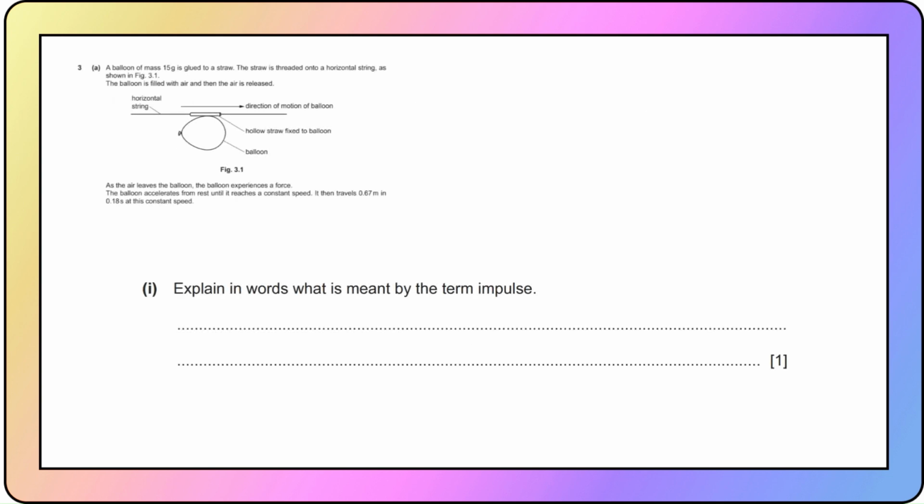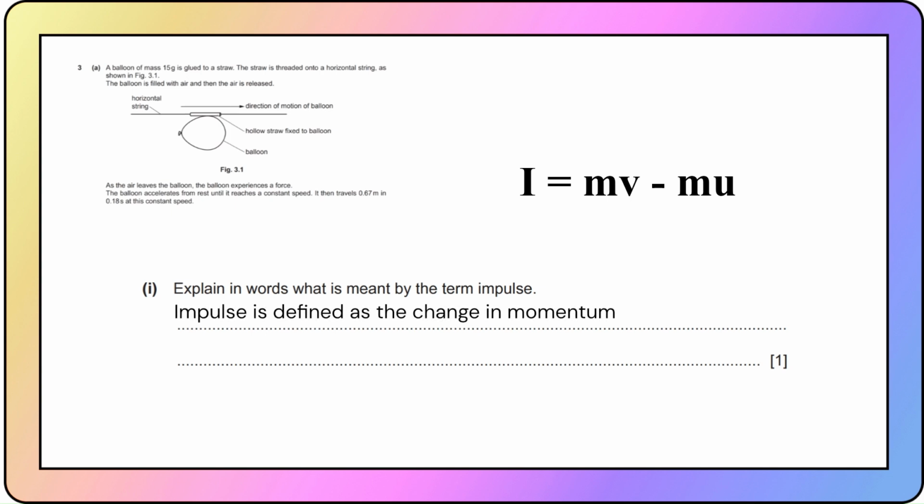Part 1 says to explain in words what is meant by the term impulse. We know the formula for impulse is the final momentum minus the initial momentum. So, therefore we can say that impulse is defined as the change in momentum.